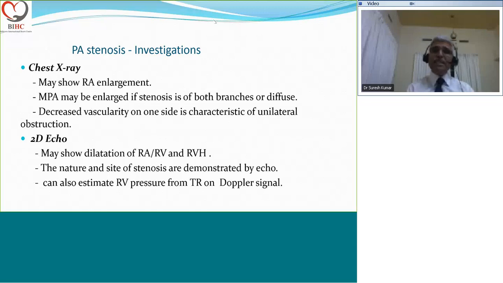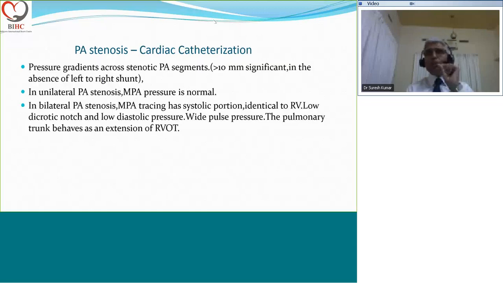If you catheterize these children, you must remember that across a stenotic segment, a 10 millimeter gradient is significant, especially if it's a unilateral finding. Because in unilateral PA stenosis, the pressures in the main pulmonary artery and the right ventricle are normal, so you are not going to get a big gradient across a severe stenosis. That is why I would point out that a 10 millimeter gradient is a significant gradient.